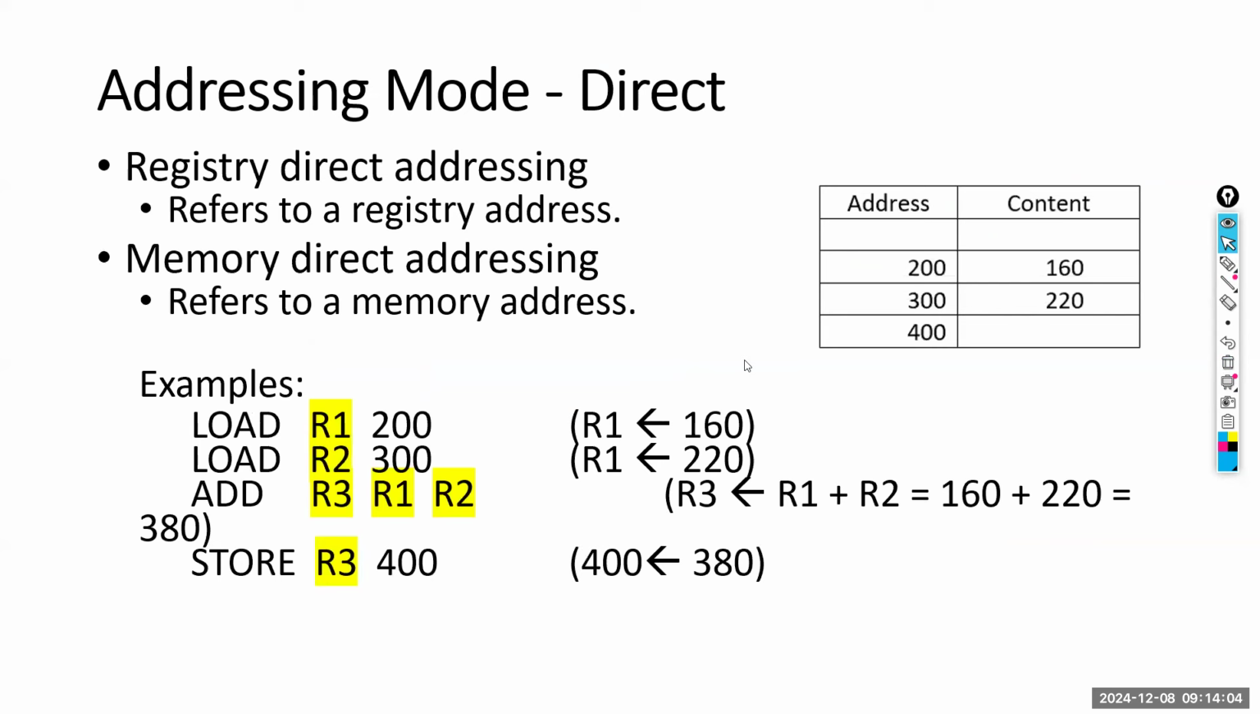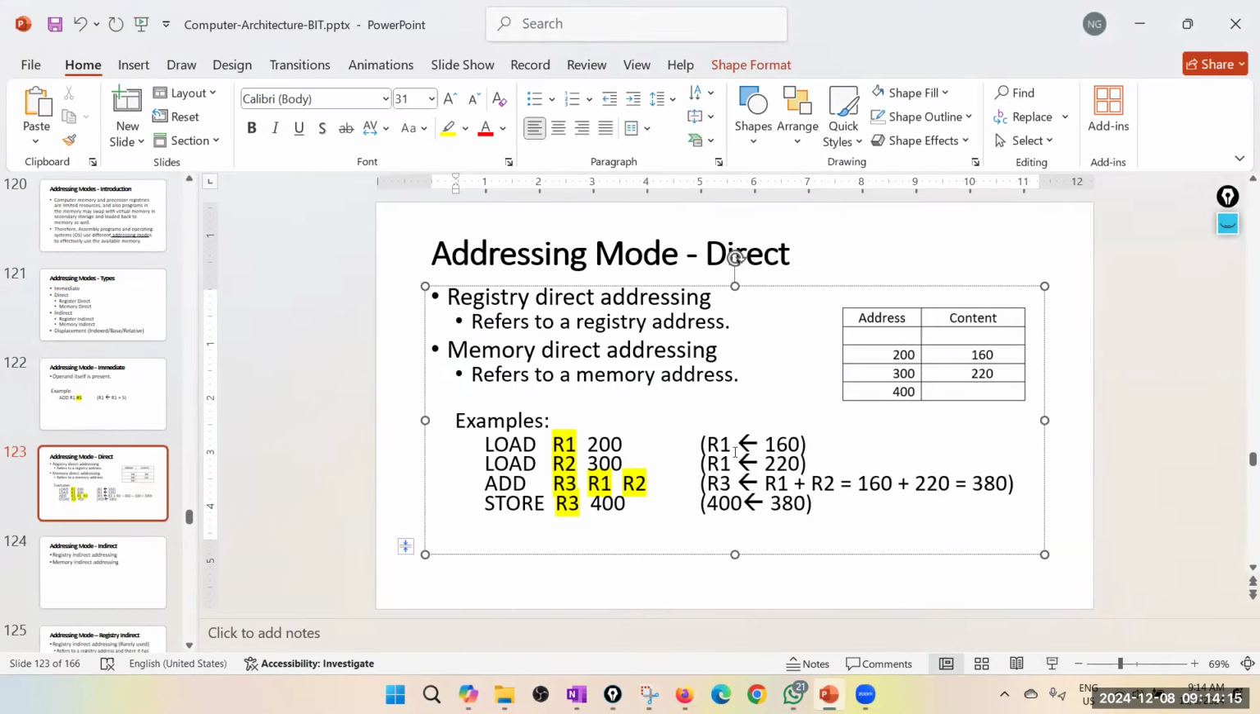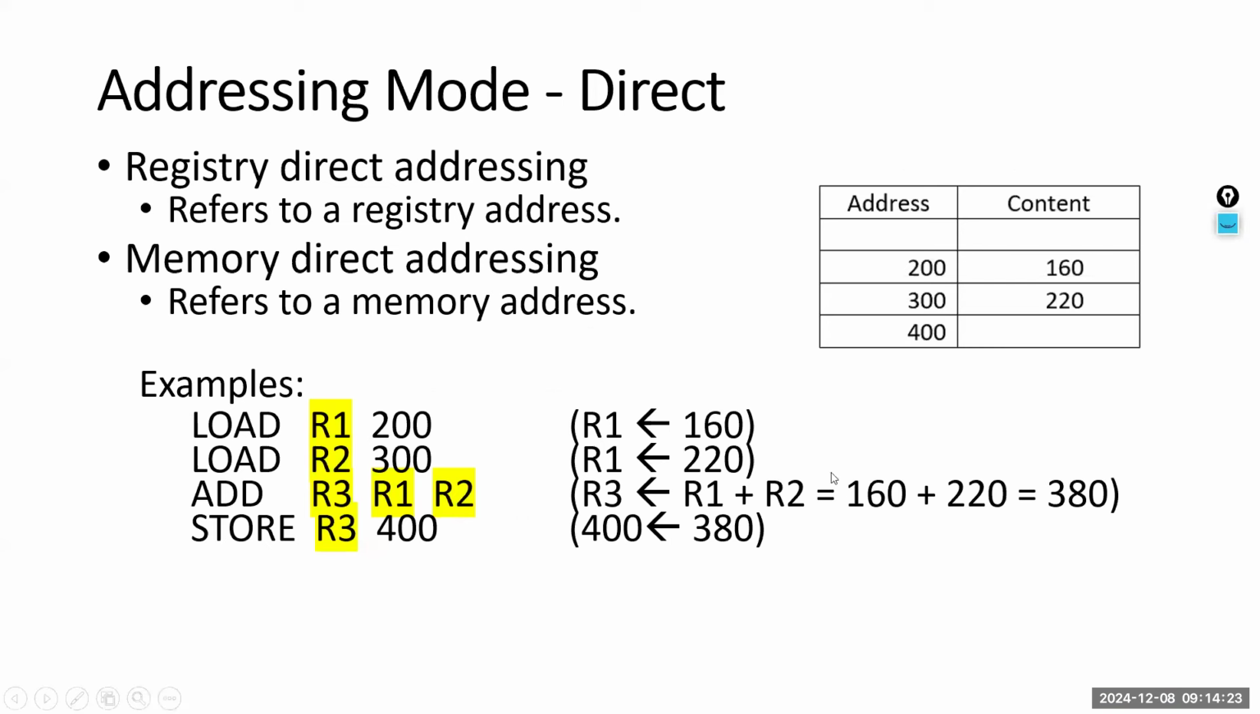So the next addressing mode, the second addressing mode, is direct. Actually, it is the direct addressing mode we have been using everywhere so far. In direct addressing mode, as the name says, you are referring to the memory address or register address. For example, load the value 200 to register 1. So this is direct. When I say register 1, I really mean register 1.